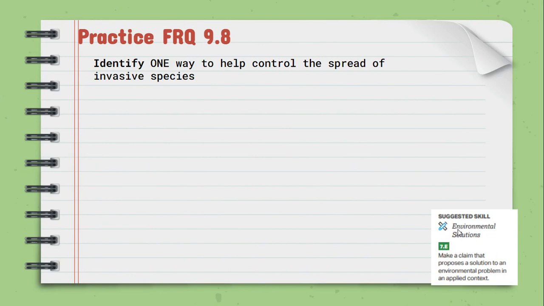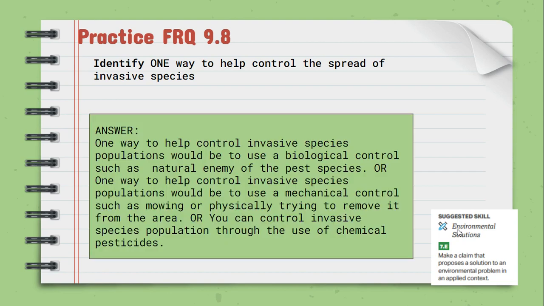So here for practice FRQ on 9.8, identify one way we could help to control the spread of invasive species. Take a moment, pause the video, answer the practice FRQ in your notes and in the Edpuzzle. Okay, at this point we should have answered our FRQ.